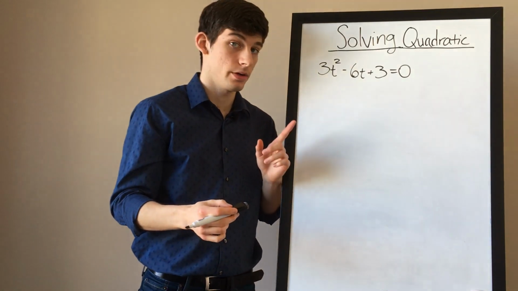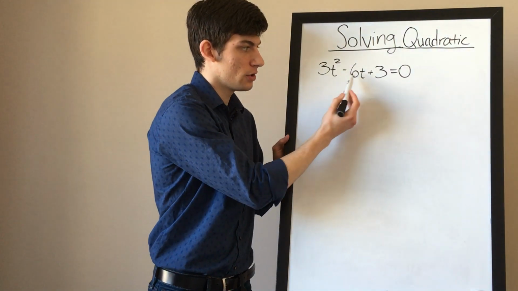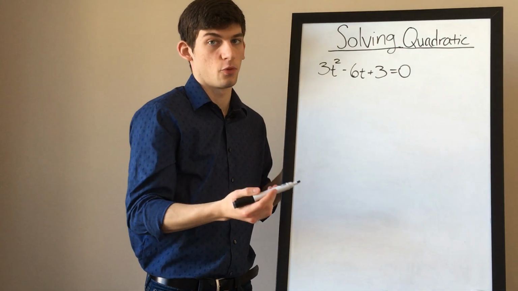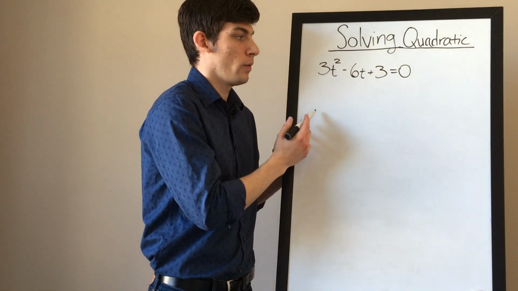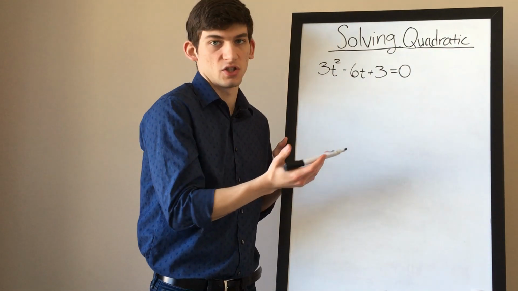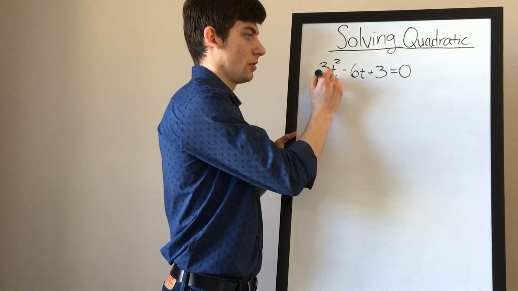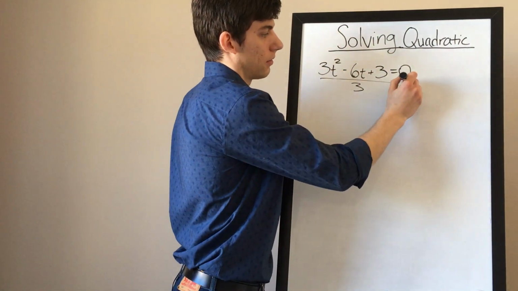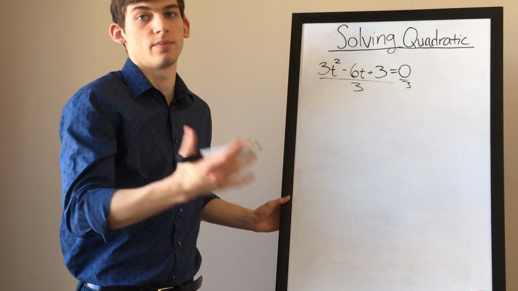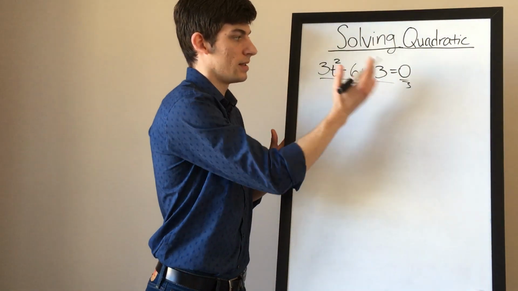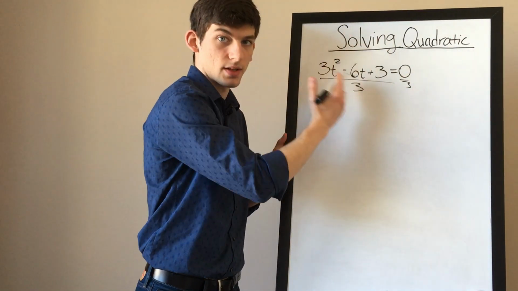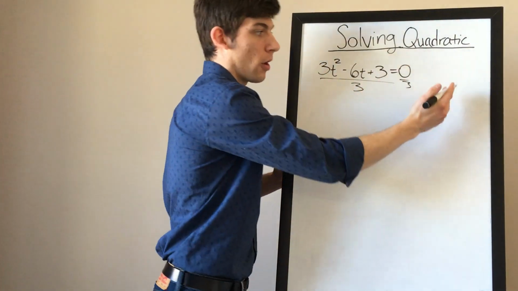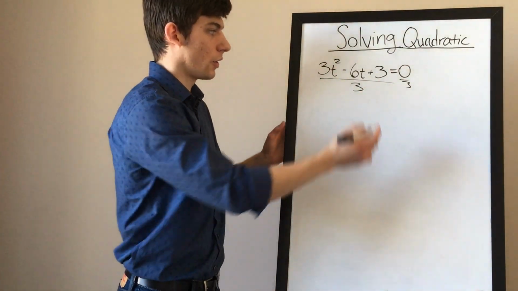But what you'll notice is that each of these is actually divisible by 3, right? So we can very quickly just simplify this. How? Just divide both sides by 3. So that means dividing every term on this side by 3 and every term on this side by 3. So what would you get?